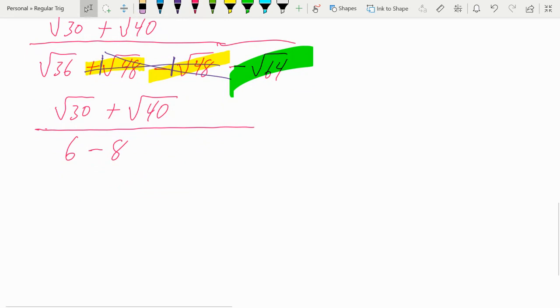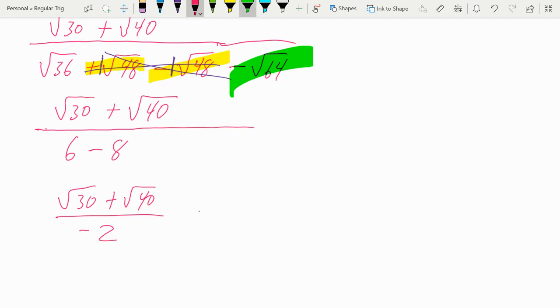So then my final answer, the square root of 30 plus the square root of 40 over negative 2. Again, we actually can do something to this, but for right now, I just want to leave it like this. I don't want to make it tougher than it has to be. I just want you guys to practice these types of problems.